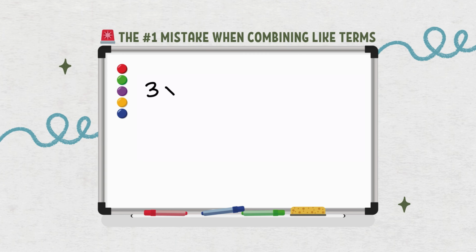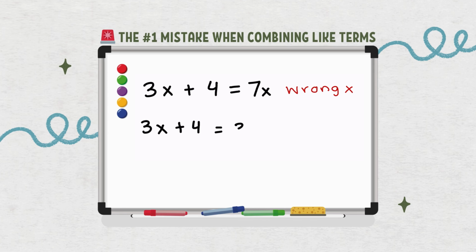Now, the number one mistake when combining like terms, some might say this equals 7x, and it doesn't, because the second term is just a 4 and it does not have a last name at all, so therefore it cannot be combined with someone in the x family. The final answer is going to be 3x plus 4.